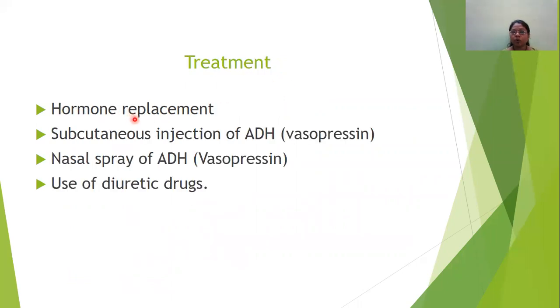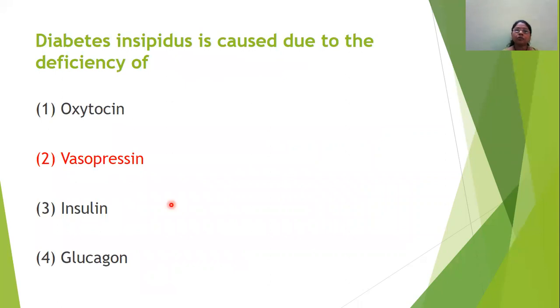So treatment can be given as a hormonal replacement or subcutaneous injection of ADH or vasopressin. Also, you can give nasal spray of ADH or vasopressin and use of antidiuretic drugs. So this is the treatment for diabetes insipidus. So diabetes insipidus is caused due to the deficiency of vasopressin. It is the disease because of which large volumes of urine are excreted, and which takes place because of the decreased production of vasopressin. And the reasons why the vasopressin secretion is decreased are already listed above.